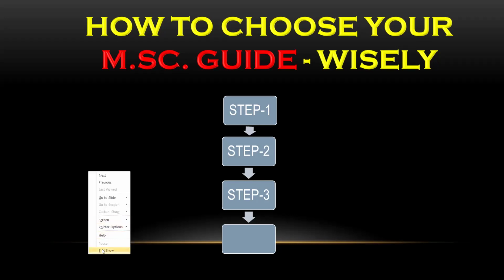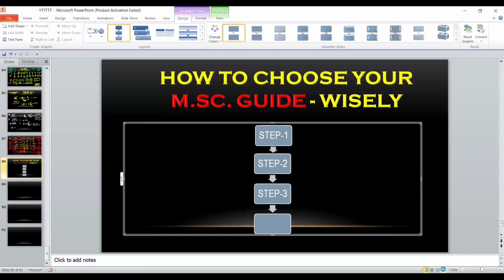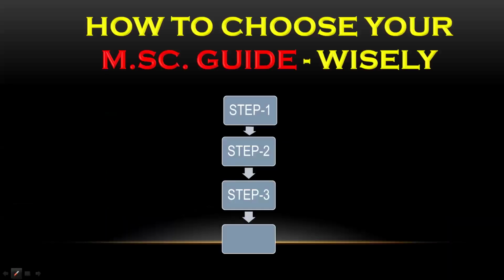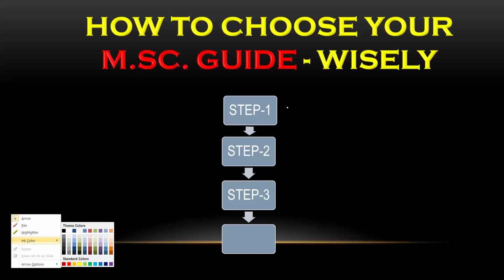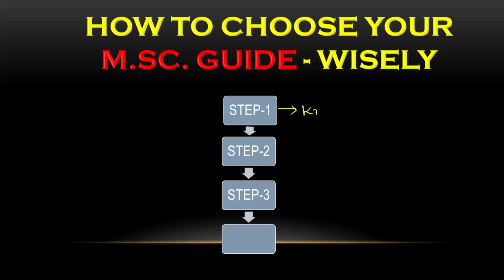Okay, to do so, step one, according to me, should be: first, know your institution. That means there are a few institutions which do not give you sufficient scope or a free choice to choose a lab. There are so many institutions where you have no choice. The officials will decide. The PG section, the postgraduate section, the department will decide under which lab you are going to perform your project.